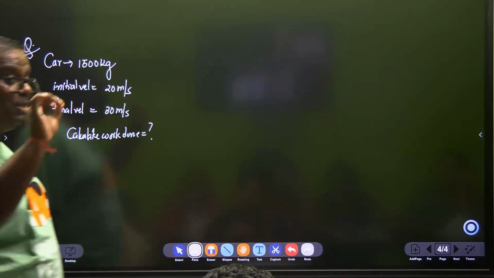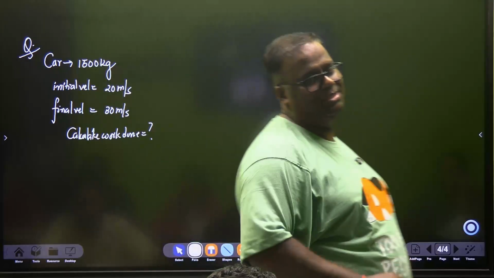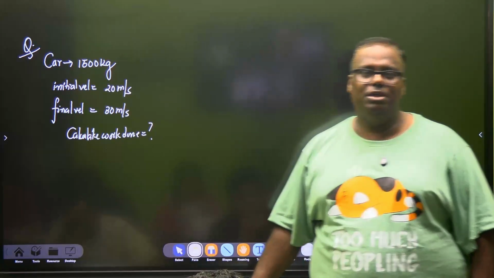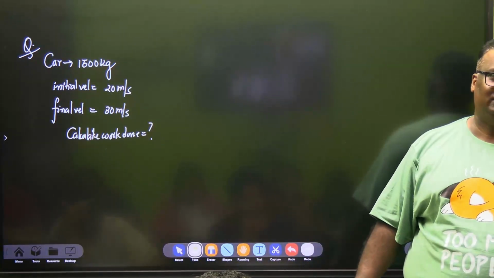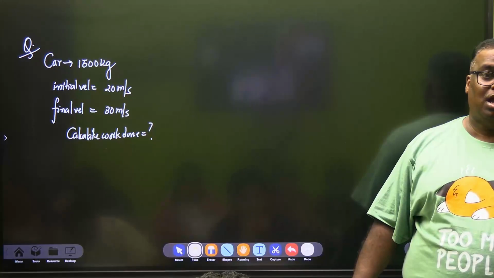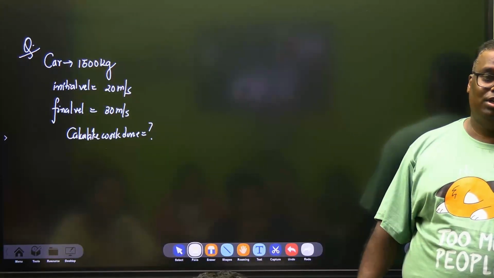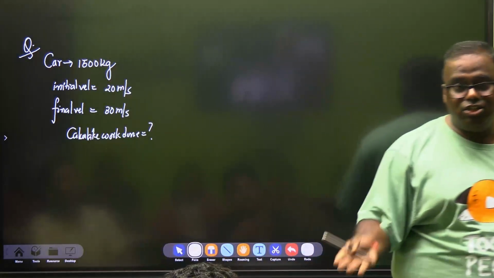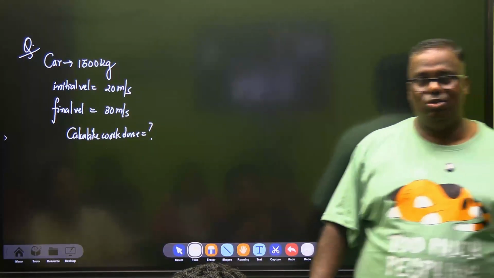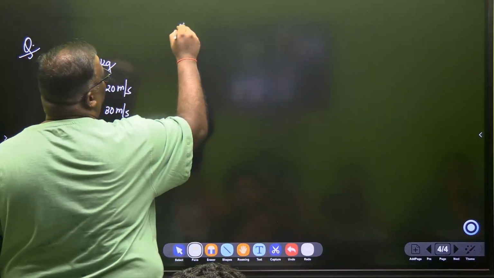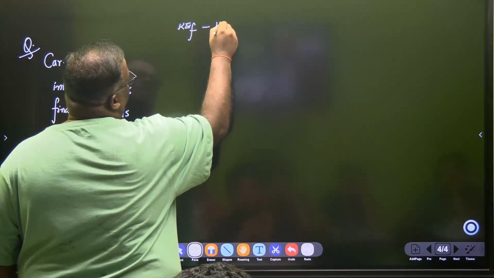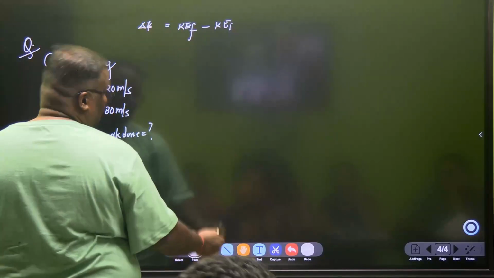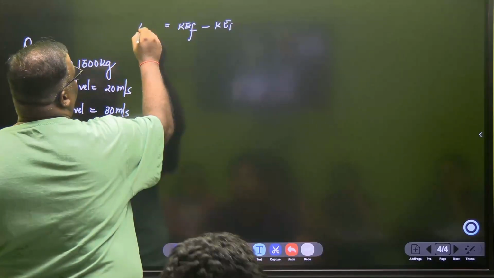Again, you are not putting the basic of the learning today. What have I asked you to find out? Calculate the work done by the car. The car is doing some work. So if a body does work, then what happens? The energy of the body should go up. So if I apply KE final minus KE initial, this gives me my difference, which is called my delta KE.